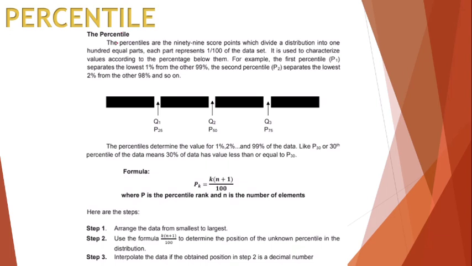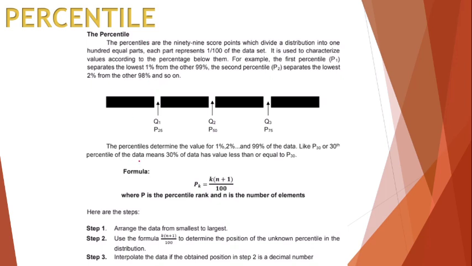Next, percentile. So, the percentiles are the 99 score points which divide a distribution into 100 parts. Each part represents 1/100 of a data set. It is used to characterize values according to the percentage below them. For example, the first percentile or percentile 1 separates the lowest 1% from the other 99%. The second percentile separates the lowest 2% from the other 98% and so on.